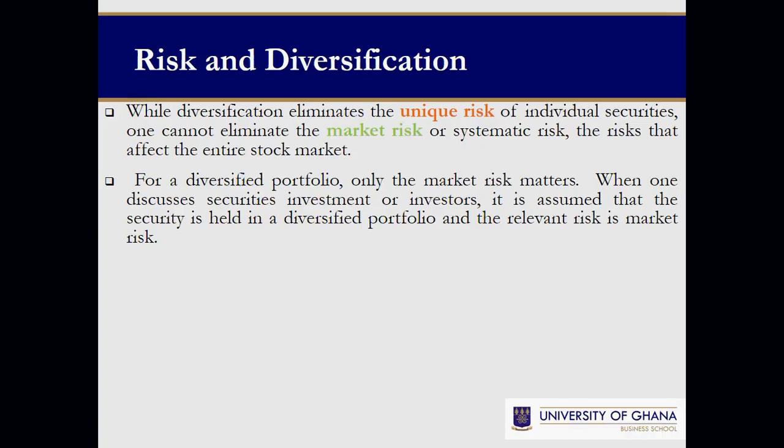So these are the risks that affect the entire market or stock. For a diversified portfolio, only market risk matters. We don't think about unique risk. When one discusses securities investment or investors, it is assumed that the security is held in a diversified portfolio, and the relevant risk is market risk, right? So whenever we are planning on any investment, most often what we should be thinking about is market risk, because that one we can't flee from. So what are we to do to minimize that risk?